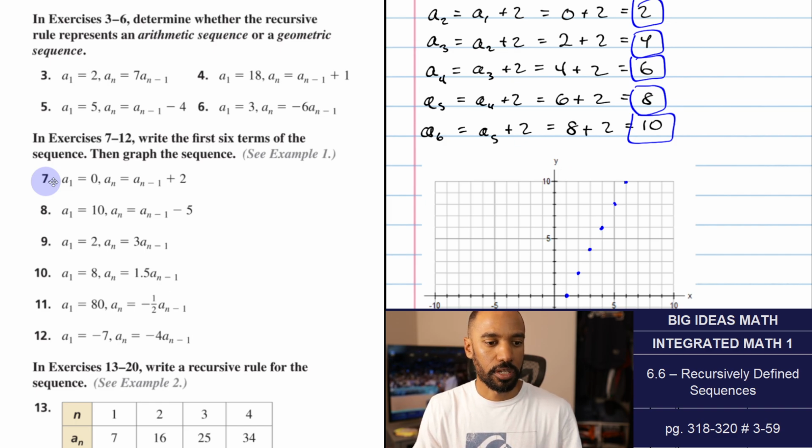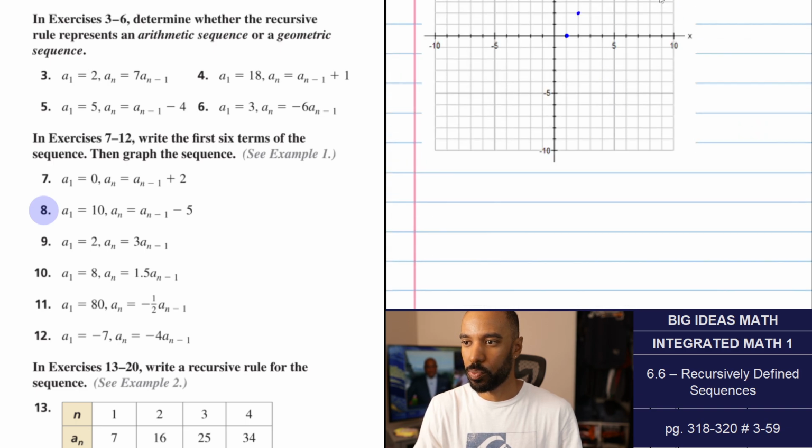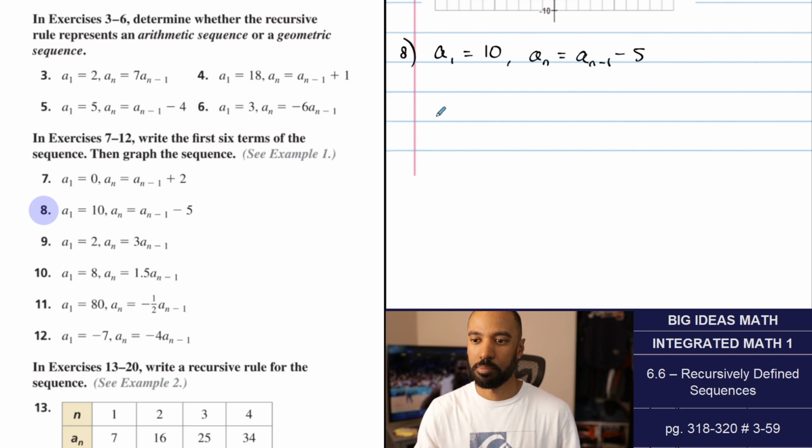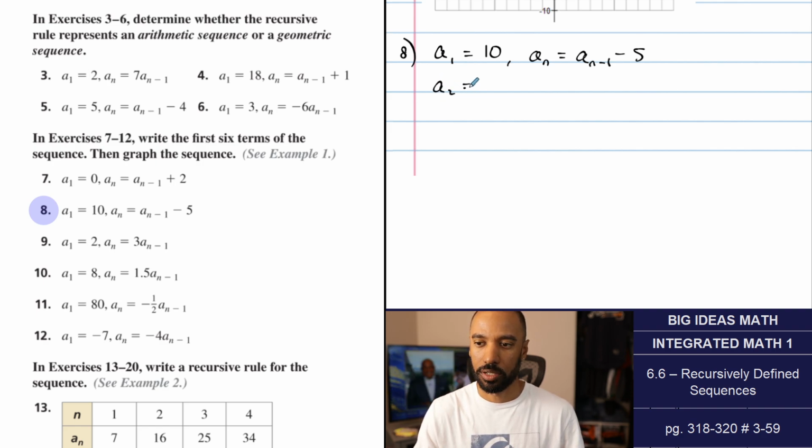Okay, number 8, I'm going to go more quickly on because it's yet another arithmetic sequence. We can tell by the common difference of negative 5. Let's write out the rule to begin with. We're going to start with the first term of 10, and then we get other terms by subtracting 5 from them. So a sub 2 is 10 minus 5, which is 5.